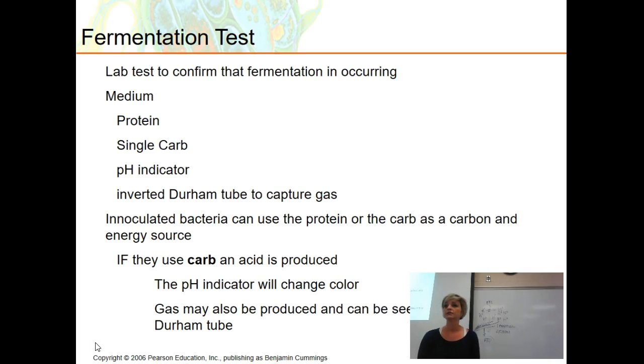Fermentation test tells me two things. Number one, do I have a fermenter? And you'll answer yes or no. And number two, do I have a gas producer? Sometimes microbes release a byproduct of gas. It's usually carbon dioxide. I need to know that. The test is simple. I take a test tube that is full of liquid.